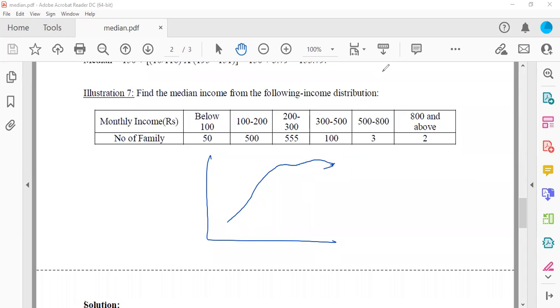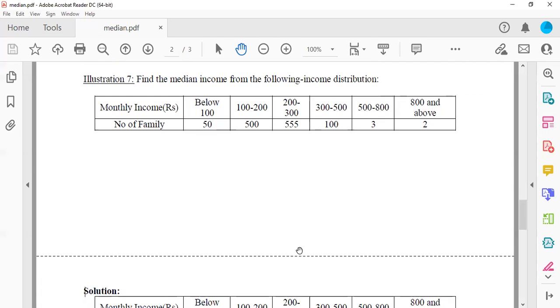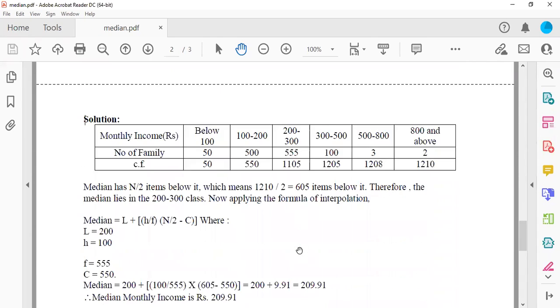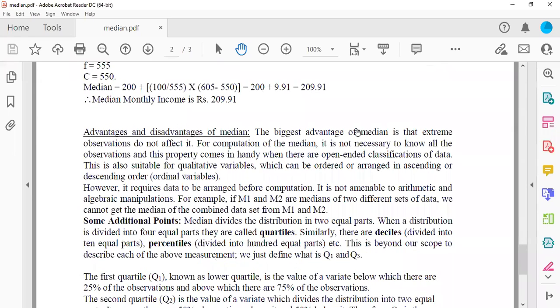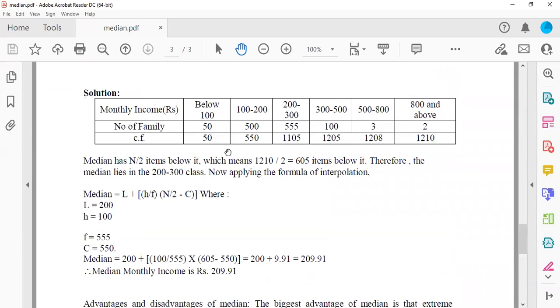So if there are extreme frequency cases, the median is not affected, but the mean is affected. The arithmetic mean is affected in that case. The biggest advantage of the median is that extreme observations do not affect it. For computation of the median, it is not necessary to know all the observations. You see this. All the observation values are not required.